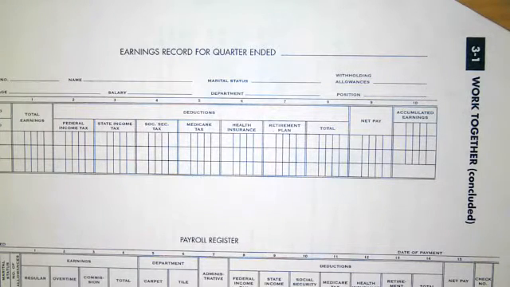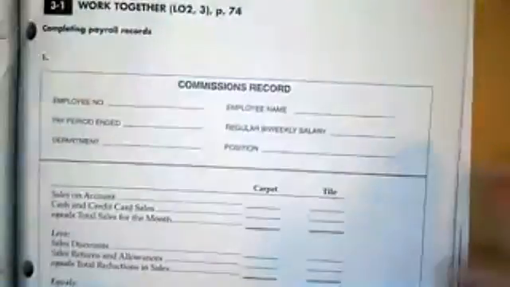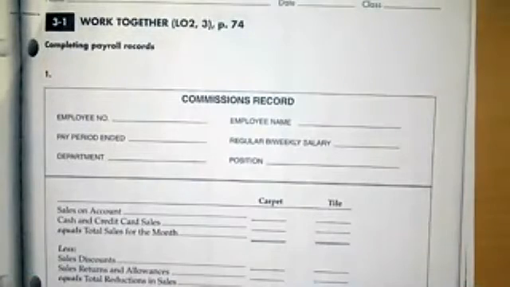Okay, so we're going to work on 3-1 Work Together. Let me go to the first page. Chapter 3 is focused on payroll for the company, for the business. And so we've done a little bit of this in Accounting 1, and we're going to do a little more in Accounting 2.